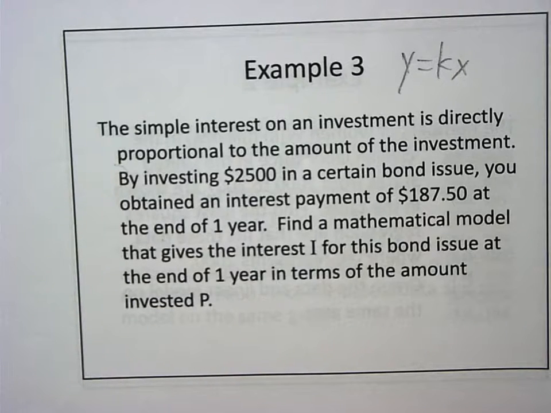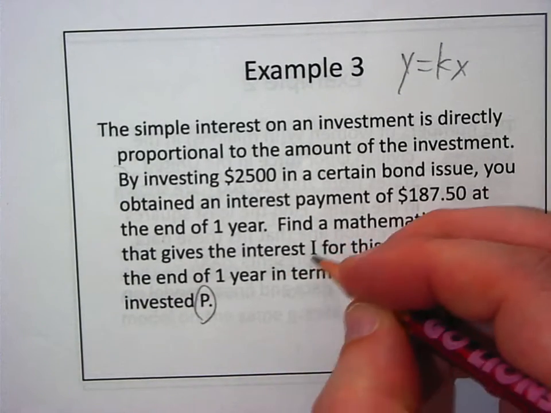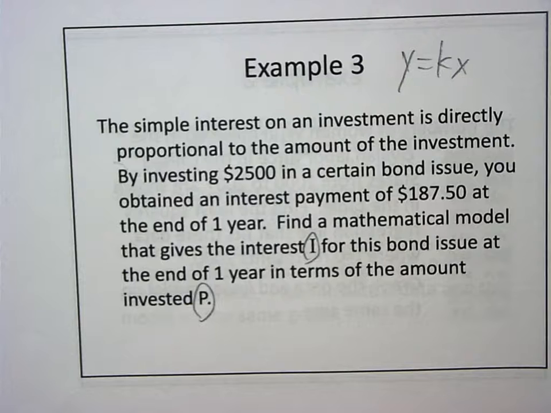It's directly proportional to the amount of the investment. By investing $2,500 in a certain bond issue, you obtain an interest payment of $187.50 at the end of 1 year. Find a model that gives the interest I for this bond issue at the end of 1 year in terms of the amount invested P. So they're giving you the two variables you're going to use in place of x and y. So the idea is you can write a really general form of this thing where you don't know what k is yet. That's what you usually want to start with.